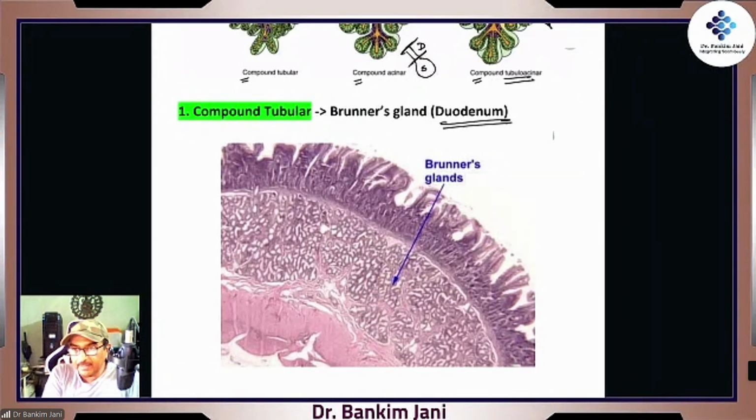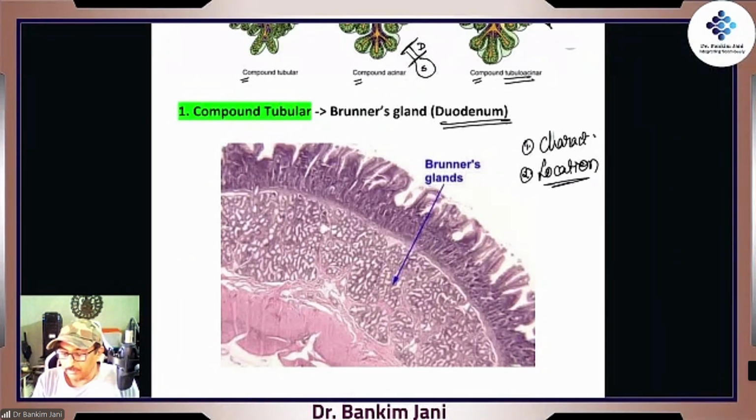But today, you need to remember that this is how the classification works, especially how the glands look like and where they are present. So one, the characteristic, and second, its location. So they are in the duodenum.